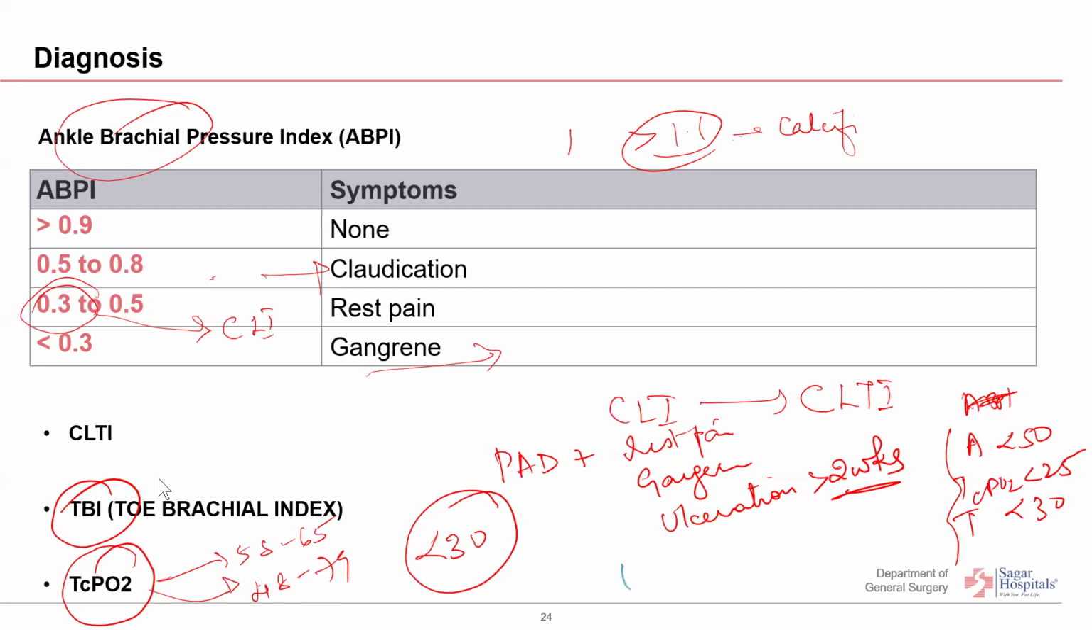So all measurements are through the handheld Doppler. Stethoscope has no role at all here.